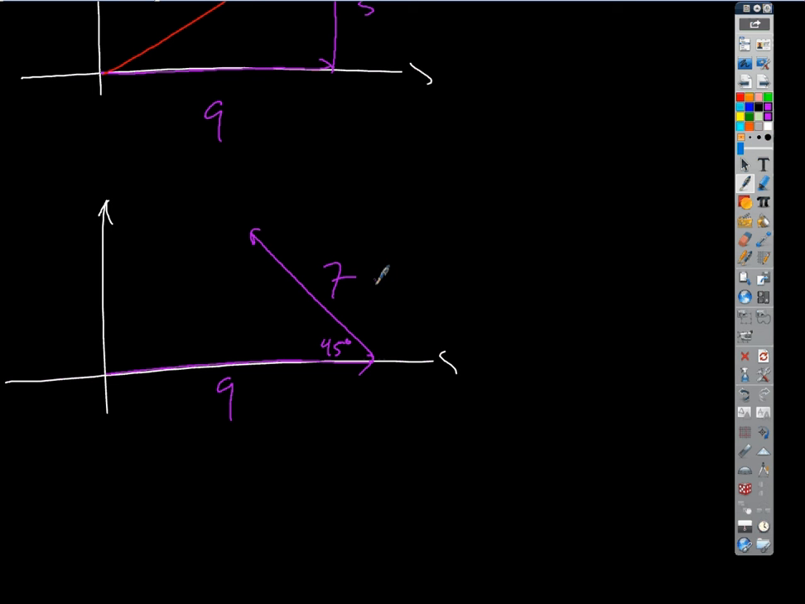Right? The 9 looked pretty good. That fit really well with our XY plane, didn't it? But this one didn't. The 7 was an oddball. It was not in a convenient direction. Anybody have any idea what maybe I could do to that vector of length 7 at a weird angle so it would play more nicely with the other one?